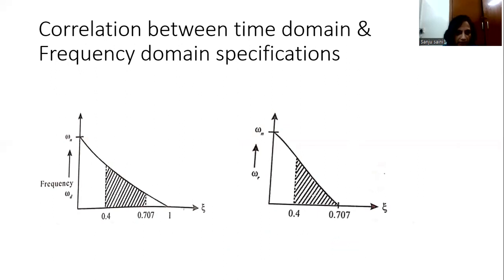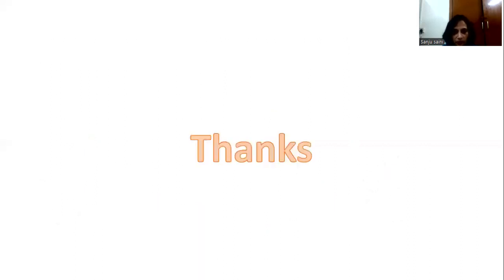If the damping ratio is changed, it will affect both the resonant peak and the maximum overshoot, which are the frequency domain specification and the time domain specification. Similarly, as the damping ratio changes, it will affect the damped natural frequency and the resonant frequency in a similar way. So this establishes the correlation between the time response and the frequency response.